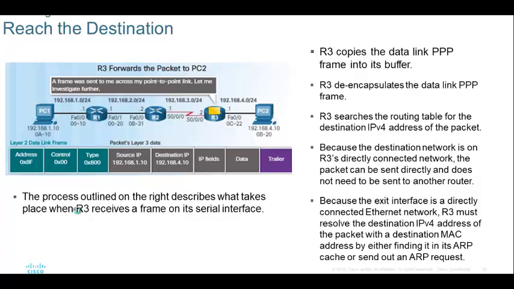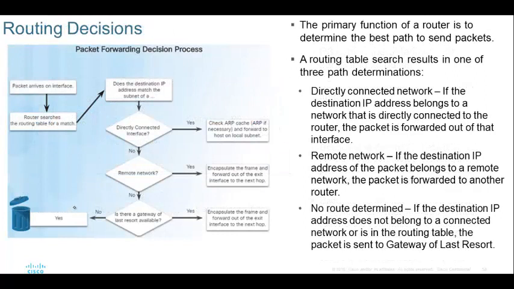Okay, now how is the routing decision made? You see, a packet is coming inside the router via an interface. Now the router will check the routing table for the destination match. Does the destination IP address match a subset of the routing table?